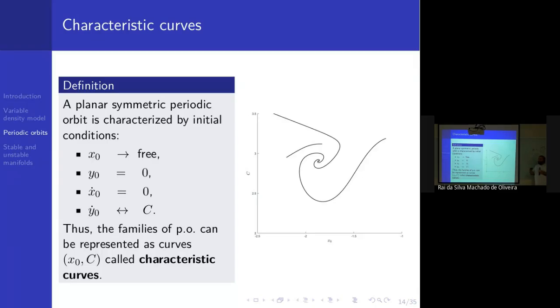So let's search all the periodic orbits you have in a system by computing these curves. Since each of them represents a family of periodic orbits, you can scan all the values of x0 and all the values of the Jacobi constant and obtain all possible initial conditions for periodic orbits.